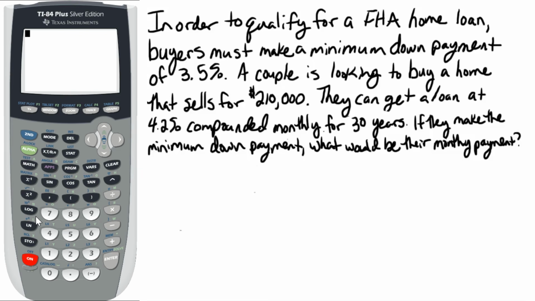So first thing we need to do is determine how the minimum down payment is going to affect how much the loan is actually going to be for. So first we need to find what 3.5% is of the purchase price of our home. So if we were to go to our calculator and say 3.5% as a decimal, 0.035, times our purchase price, which was $210,000, we would see that the minimum down payment is going to be $7,350.